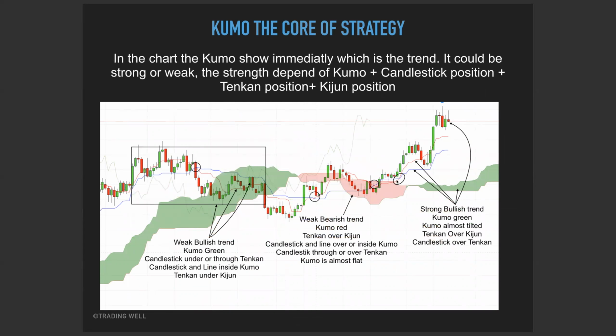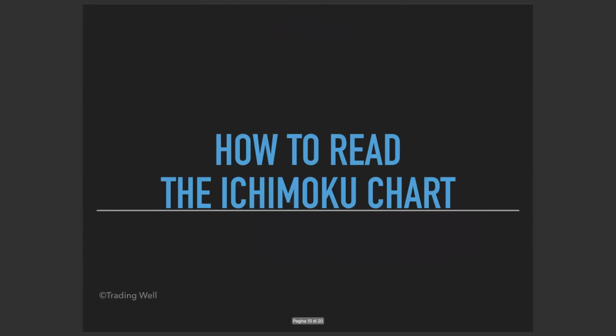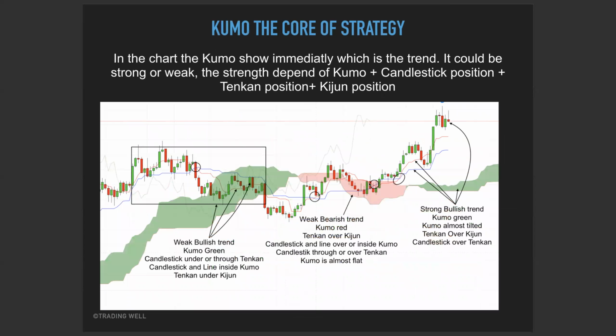So Tenkan cross Kijun, and the trend became bullish. Here, sorry, Tenkan cross Kijun and go under. So here is a bearish trend. Or like here, a candlestick is over Tenkan, a candlestick is under Tenkan, so we have a bearish trend. So do an example with our USD.